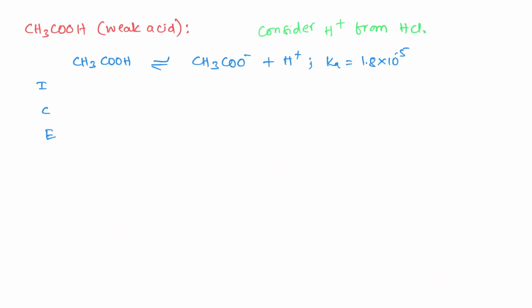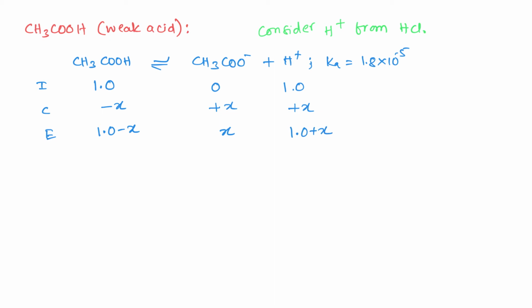When we set up the ice table, we start with 1 molar acetic acid, 0 molar acetate ion, and 1 molar H plus ions produced from HCl. Again, we will assume a small fraction of acetic acid dissociates and the same amount of acetate ion and H plus ions are generated. At equilibrium, we have 1 minus X molar acetic acid, X molar acetate ion, and 1 plus X molar H plus ions.